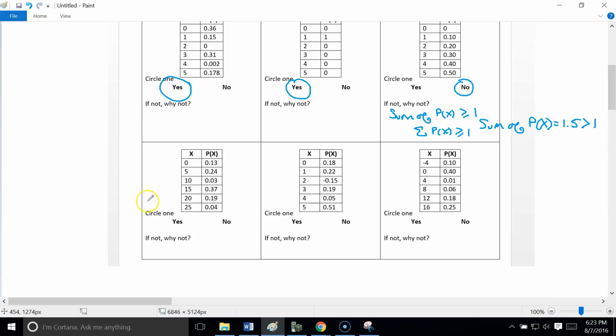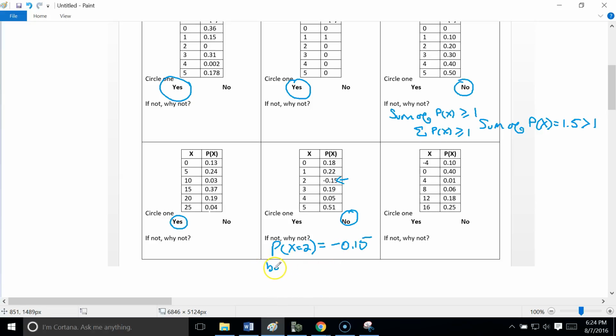All right, over here, no problems there. The sum does add up to 1, and so this is a proper probability distribution, so we're okay. Over here, we have a problem right there, right? We are not allowed to have a negative probability, so this is not a probability distribution. And for the reason, you can put that the probability of x equaling 2 is equal to negative 0.15, and negative probabilities are not allowed.